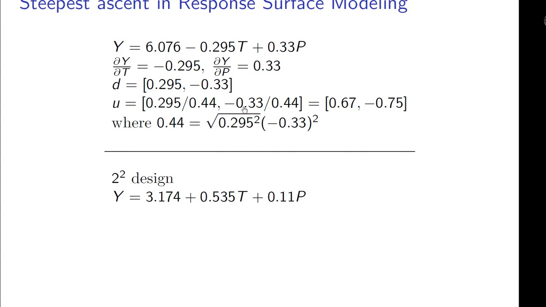So although not typeset correctly, this is the magnitude, the square root of the sum of the squares. The plus sign is missing. This should be extended. But 0.44 is the magnitude of this directional vector. And the direction in which I actually travel in the factor space is given by this scaled directional vector u. Right? So it's the directional vector based on unit quantity.